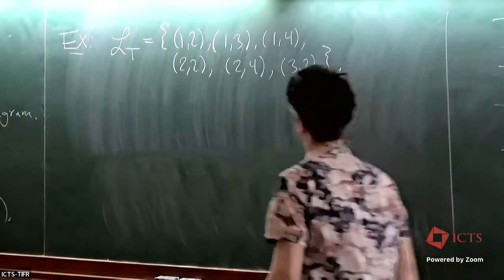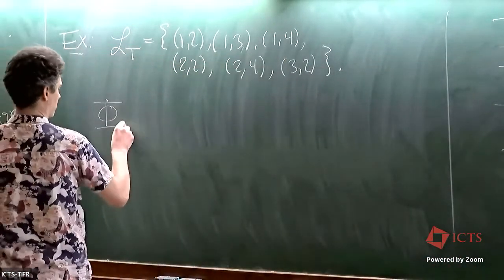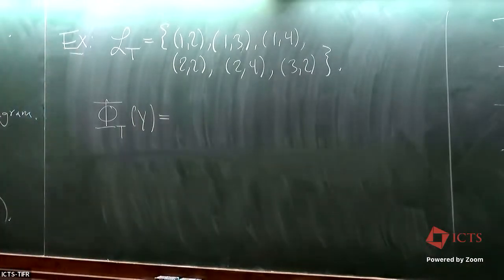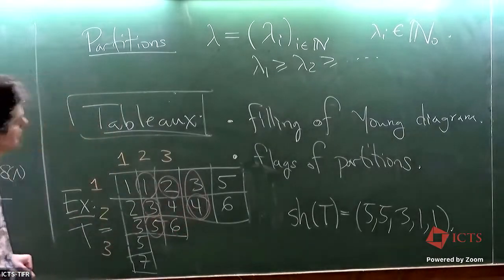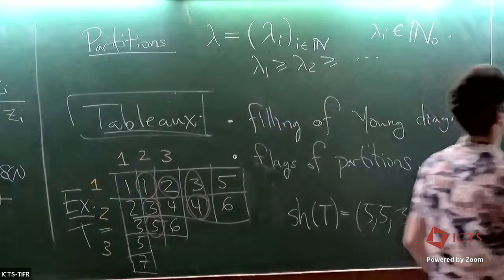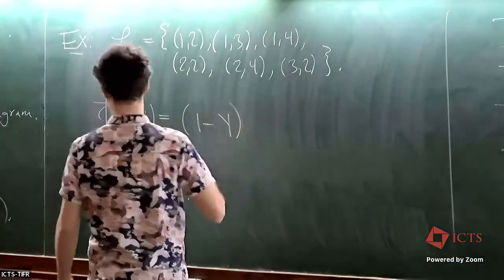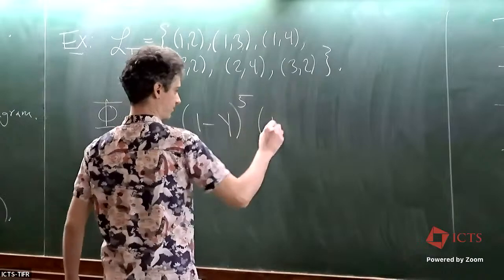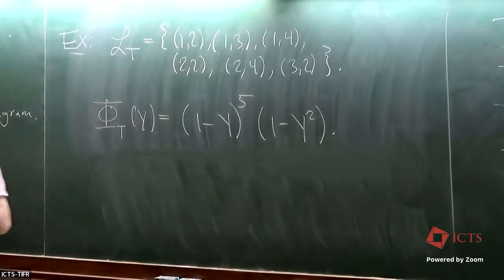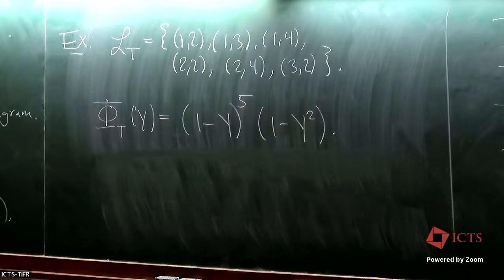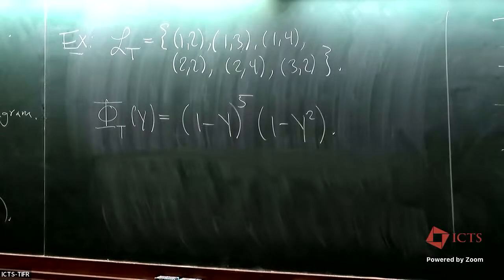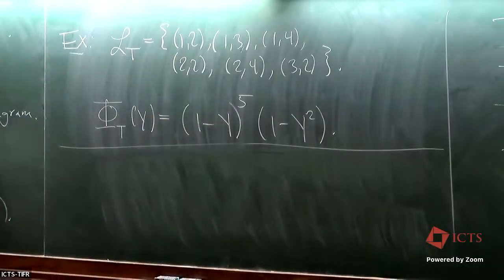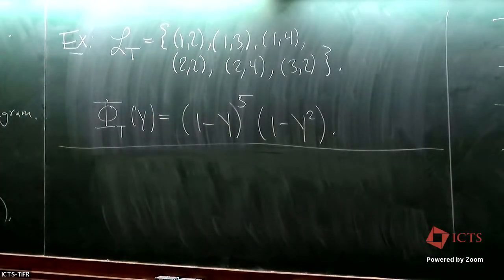Now we can write out this leg polynomial for this tableau right over there. All the leg sets have cardinality 1 except for one, and that is cardinality 2. So we've got 1 minus y, 6, so that's 5, 1 minus y squared. There's the leg polynomial. There'll be some more examples and exercises in the tutorial, but I'll leave it with this.